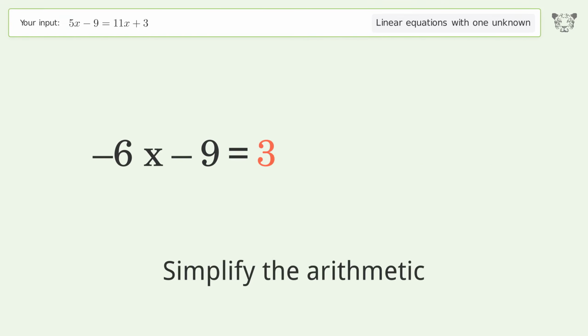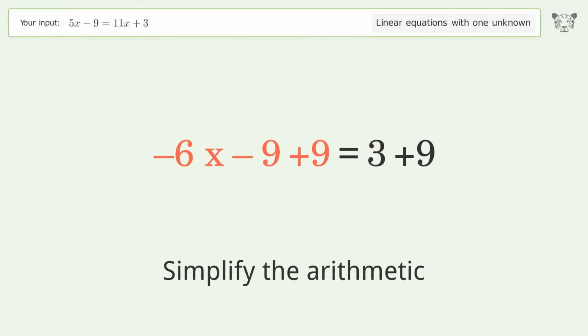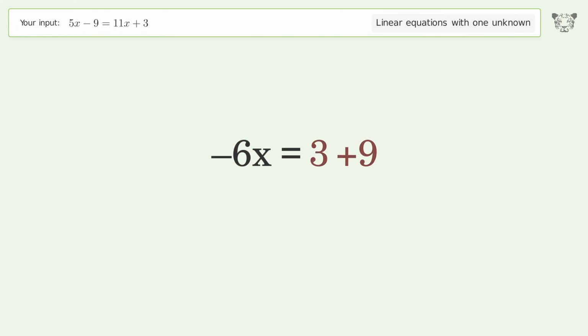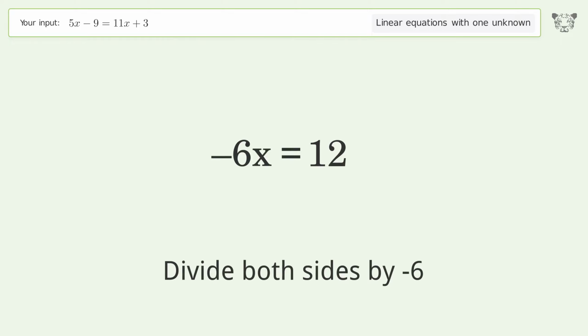Group all constants on the right side of the equation. Add 9 to both sides. Simplify the arithmetic. Isolate the x. Divide both sides by -6.